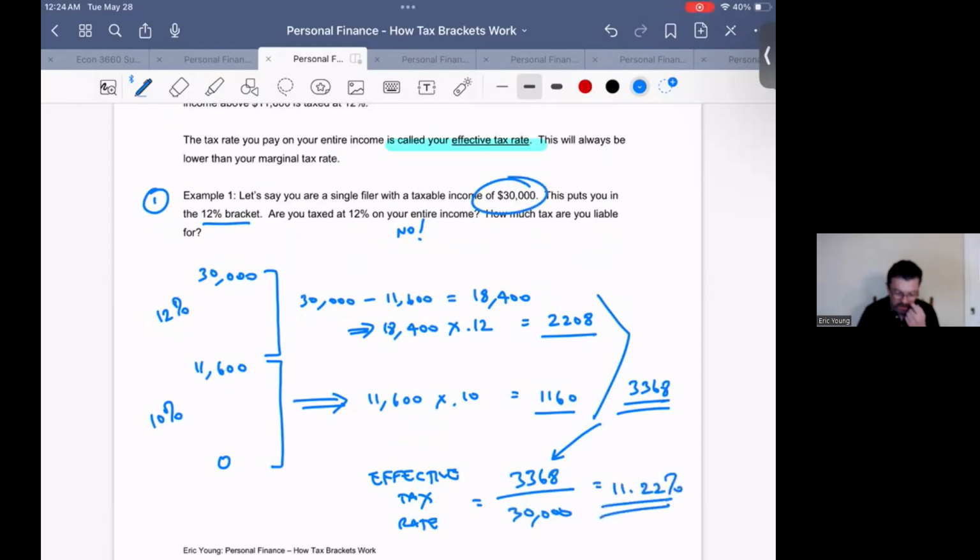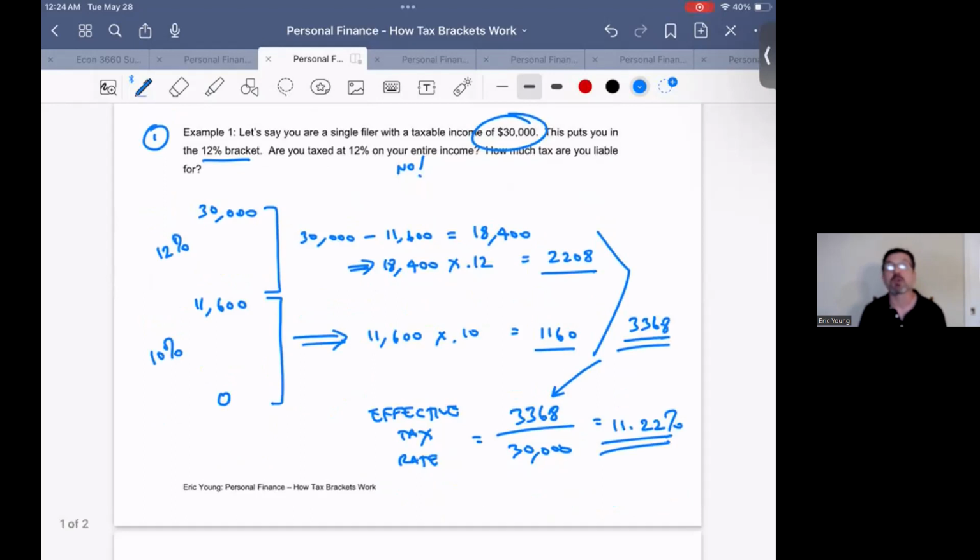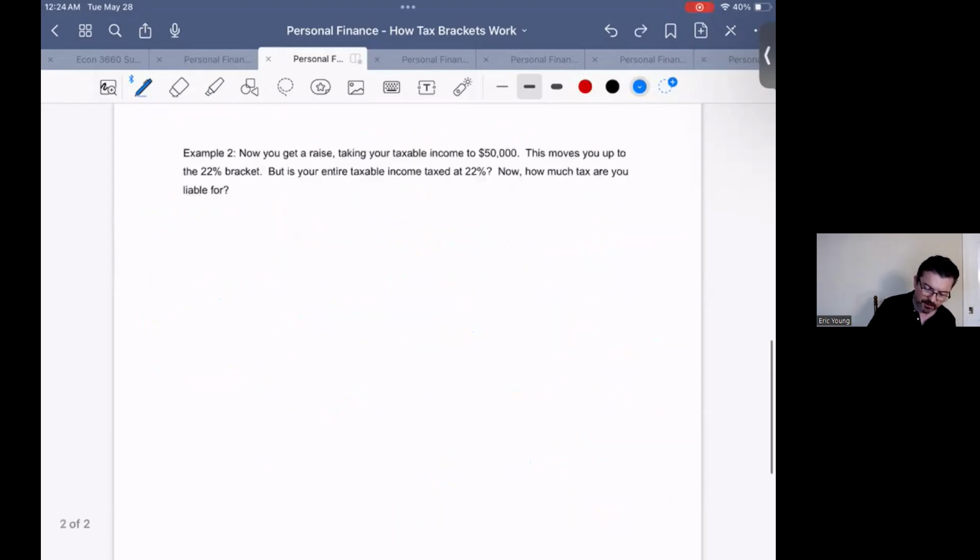So you have a marginal tax rate of 12%, but an effective tax rate of 11.22. Again, the marginal rate will always be higher than the effective rate because by definition, the effective rate is going to have some of the lower taxed money in it. Let's move on and do a second example just to make sure we get it.